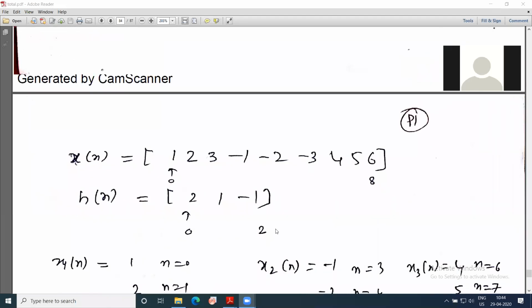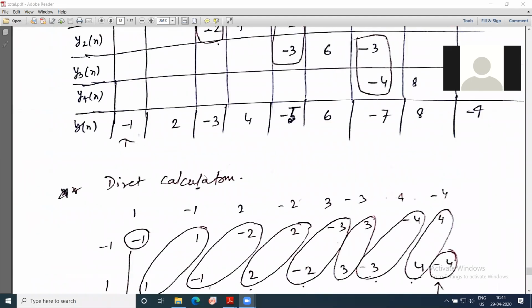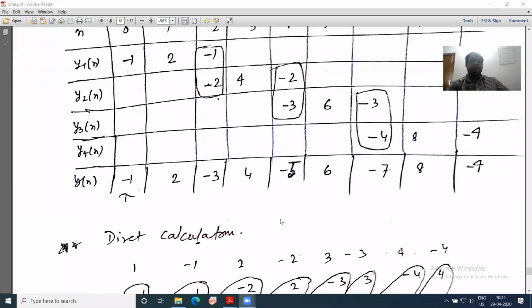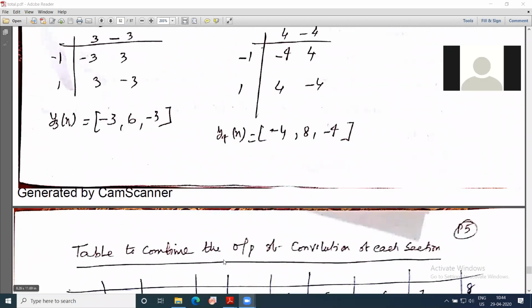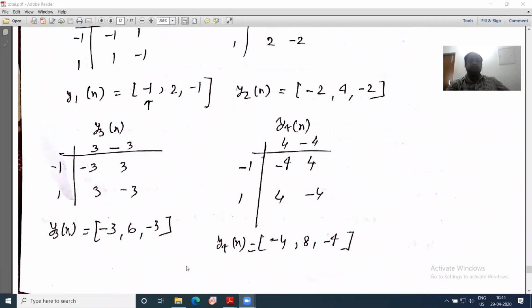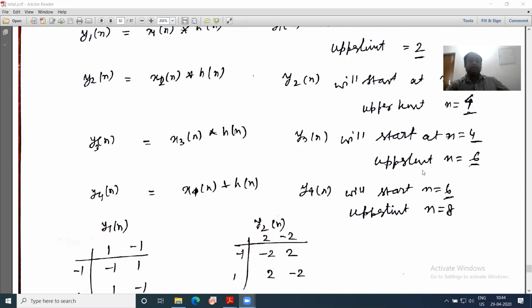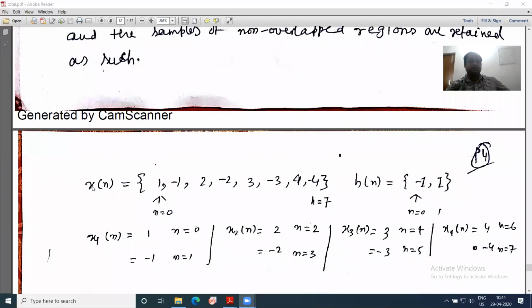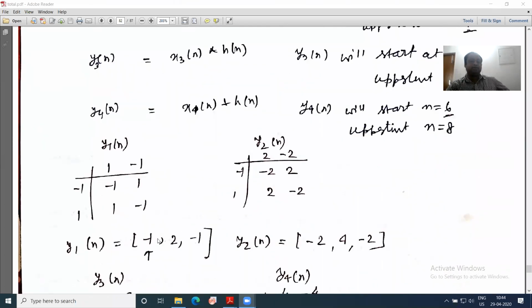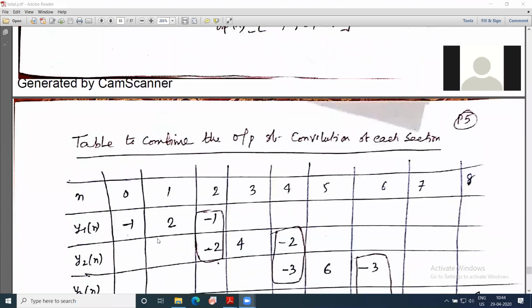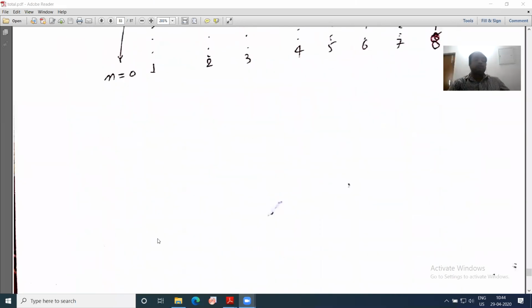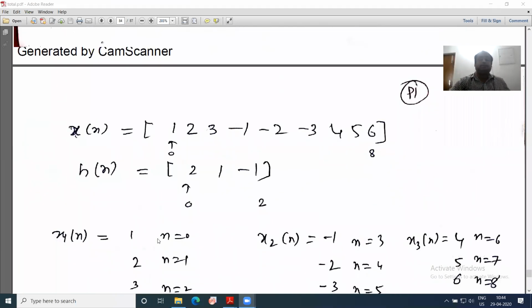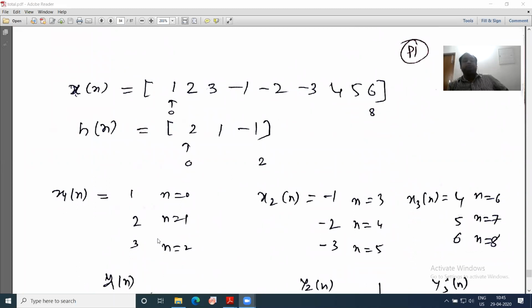Okay, the previous problem like I have solved, this portion of direct calculation is not required. You write the combined output of the convolution of each section, like this one, yn will start at some point and end at some point, like that you have to write. This is the start of the solution and this is the solution, like what we have written in the previous problem you have to write like that. This problem I have not written in that detail, only the solution part, so the writing will be as per the previous problem.